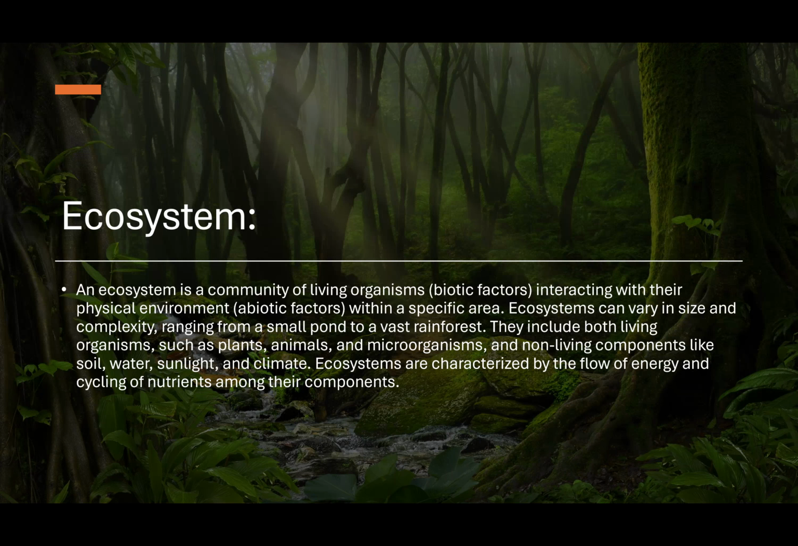Anyone at all? Go ahead. So how I define it is that it's a dynamic system which describes living organisms interacting with each other and their physical environment. All right, lovely. Right, so we're looking at the interactions between biotic and abiotic factors. Okay, so we have that generally as what an ecosystem is.